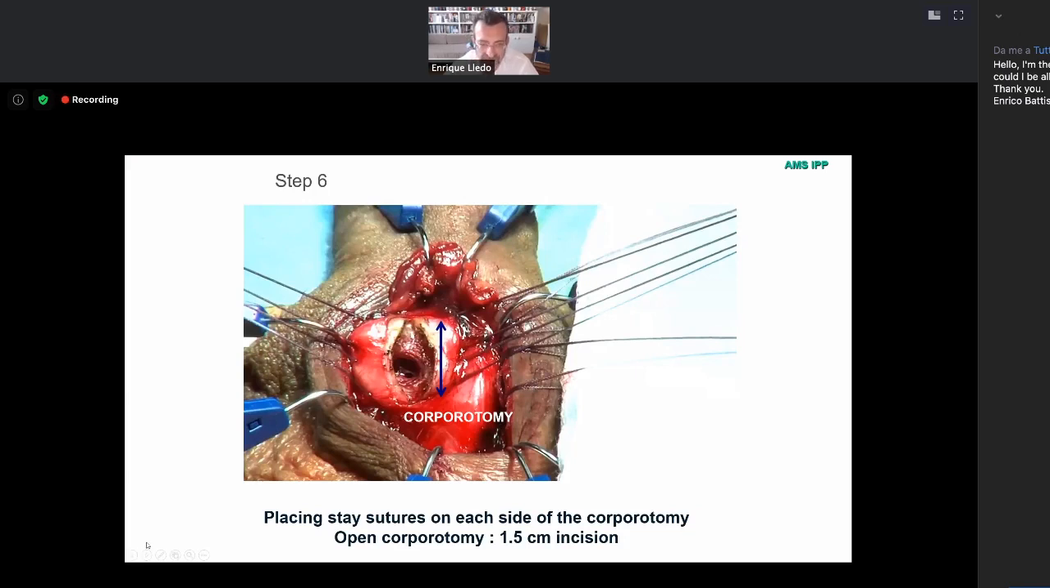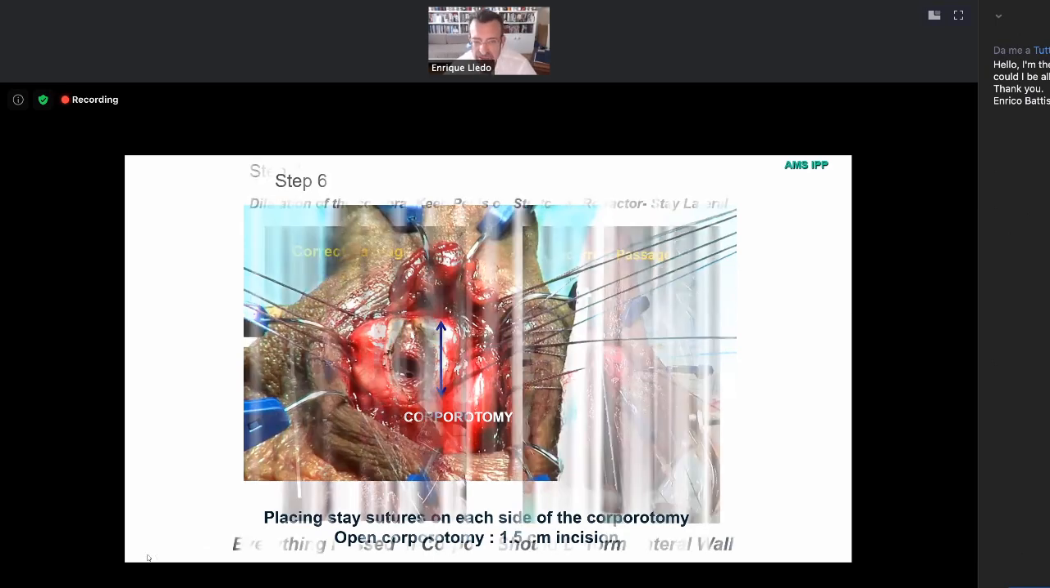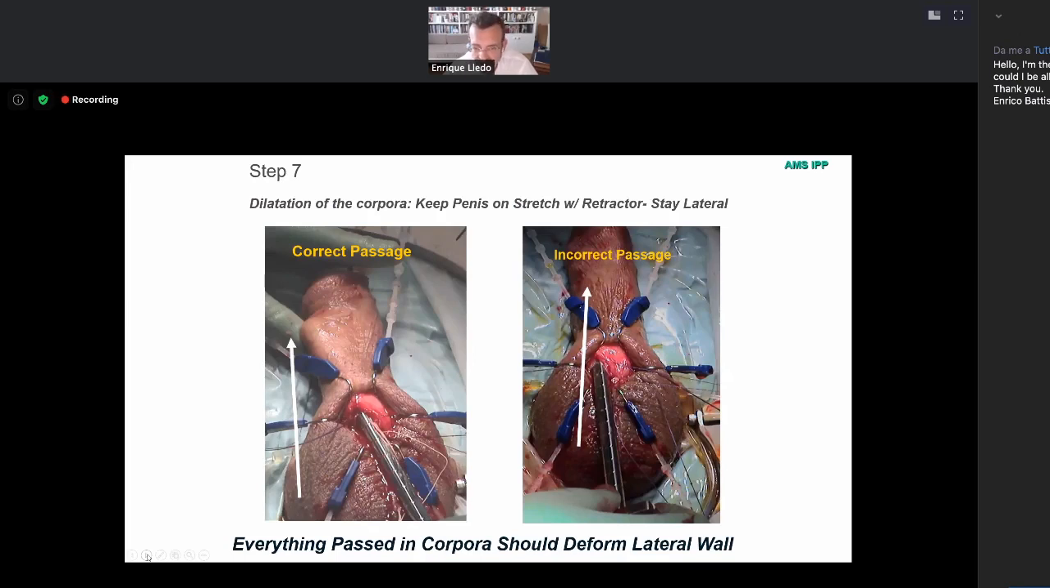And at this point, this is the corporotomy, you see the tissue of the corpus cavernosum, and at this time, you can go ahead with the dilatation of the corpus cavernosum. In primary cases without really fibrotic corporal tissue, you can use the Metzenbaum scissors. Next slide, please. But either you use the Metzenbaum scissors or dilators, the most important thing is that you do it in the correct way.